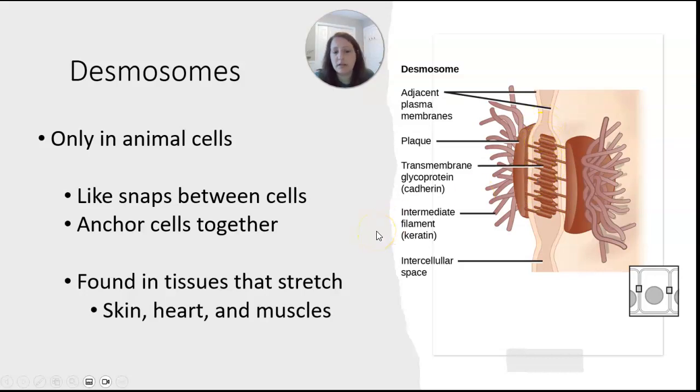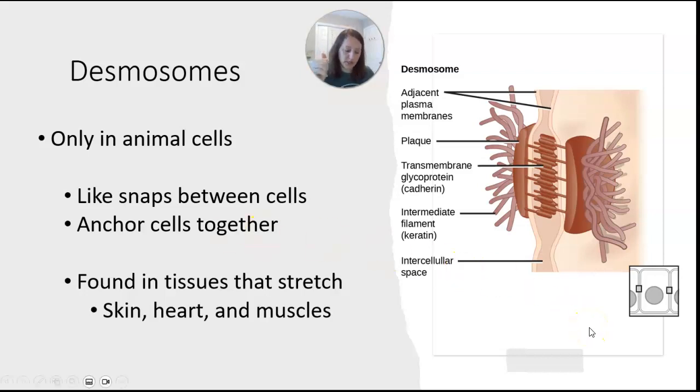These are important, again, because they anchor cells together. They prevent the cells from just coming right apart. And so tissues that stretch, so for example, your skin, your heart, your muscles, right? They stretch because they expand and they contract. And so you don't want them to expand and just not come back together, right? So these snaps allow them to expand and then go back together, stretch and then go back together. Okay, so it keeps two neighboring cells next to each other by snapping them together.